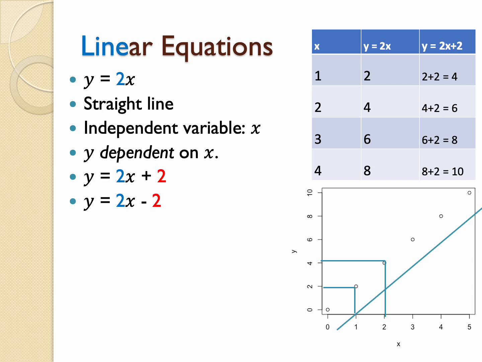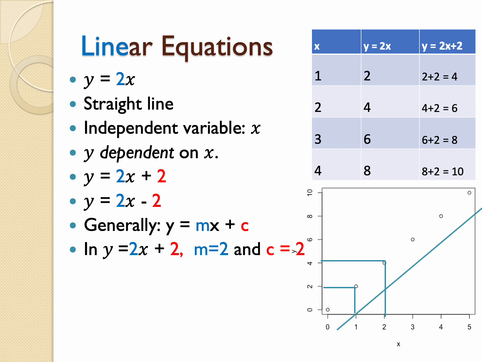So can we give a general form of linear equations? I mean, is there something that we can generally say? What does a linear equation look like? Well, yes. The general form of a linear equation is y equals mx plus c. And you may be wondering what m and c are. Well, in y equals 2x plus 2, m is 2 and c is also 2. Whereas in y equals 2x, m is still 2, but c is missing. So we say c equals 0.